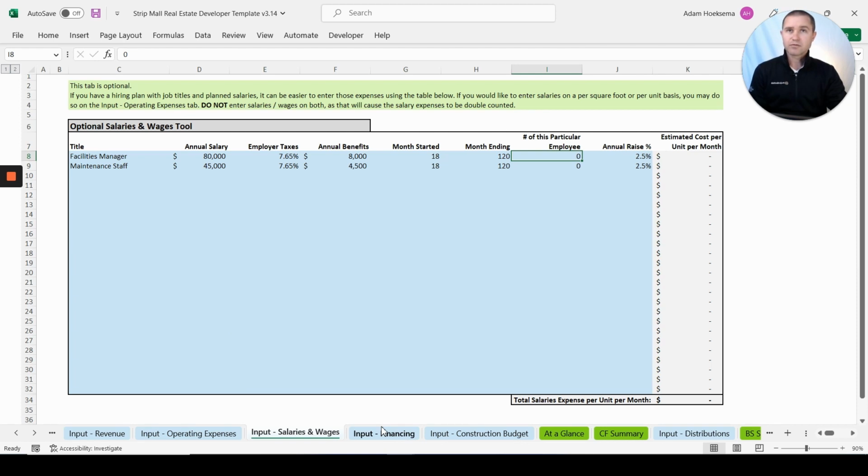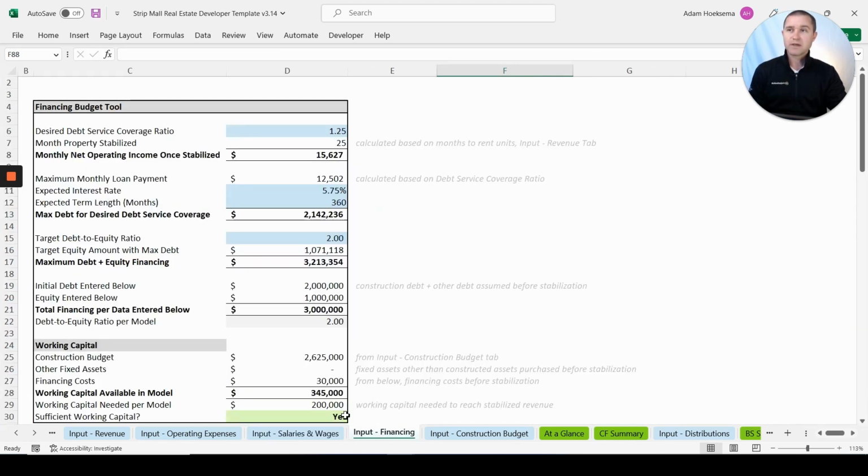And so the goal at this point is to be able to forecast our net operating income in order to understand how much loan capital we might be able to qualify for. We need to forecast our net operating income first. So that's what inputting the revenue and operating expenses will allow you to do.